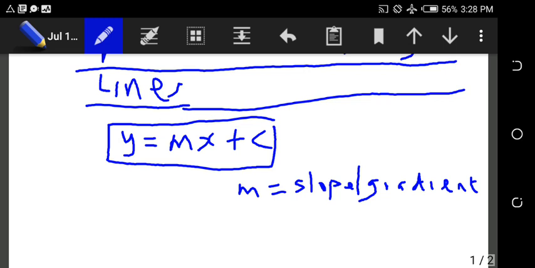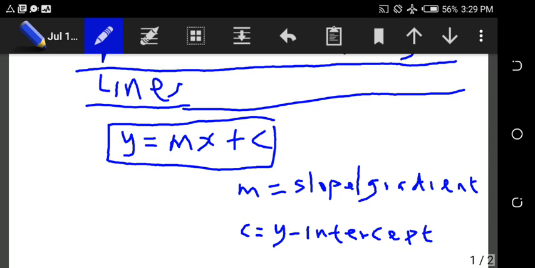Now the next one is c. The c is the y-intercept. Remember that the intercept is the point where the line cuts your x and y-axis. But for straight lines, the c there is just the y-intercept. That is the point where the line cuts your y-axis. We don't need the x-intercept as part of the equation of a straight line. We only need the y-intercept.